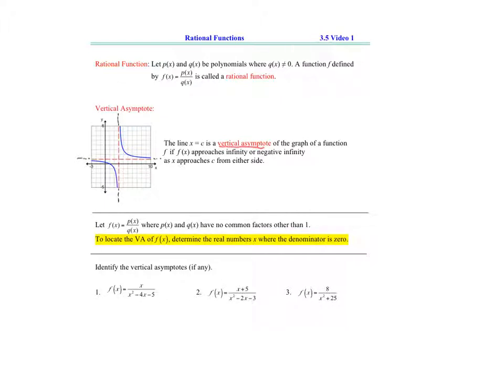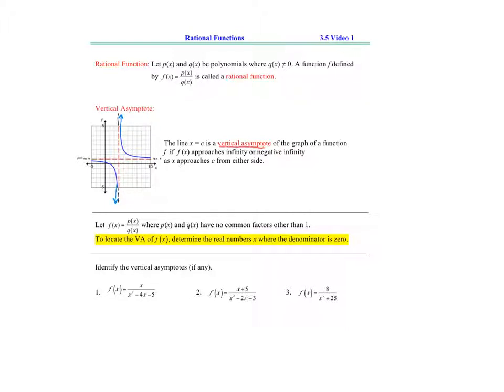So a vertical asymptote, just a definition here, a vertical asymptote is a place on the graph, it's a vertical line, where the output of the function approaches positive or negative infinity. So basically the function is just going way up, up, up, or down towards negative infinity as it approaches that vertical line. So that's a vertical asymptote.